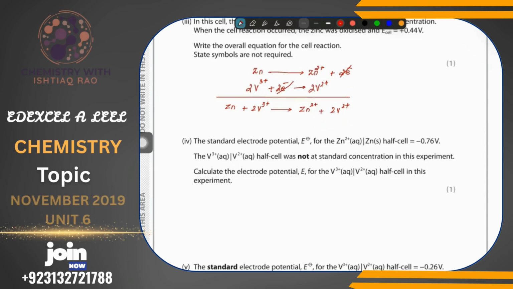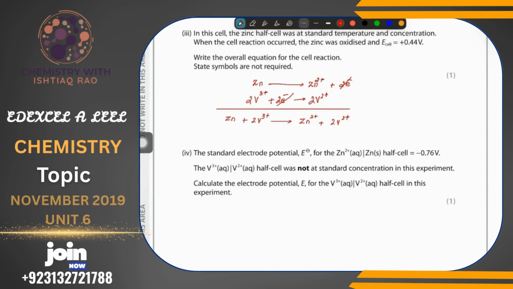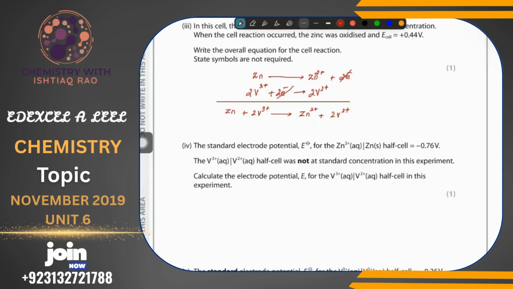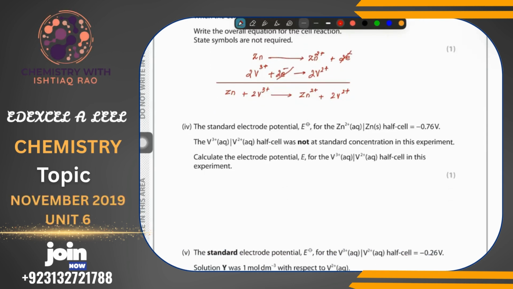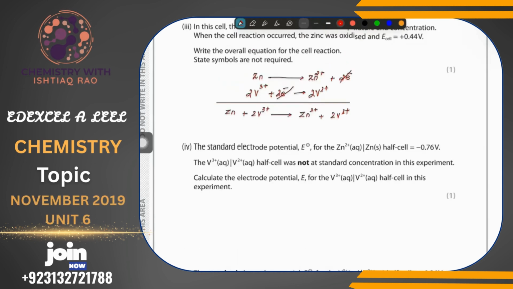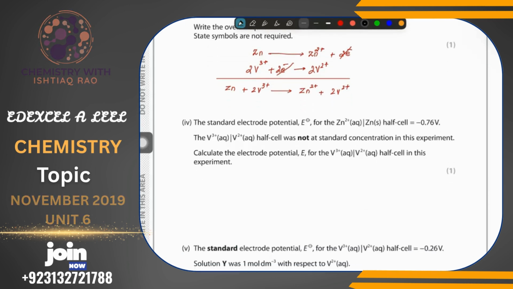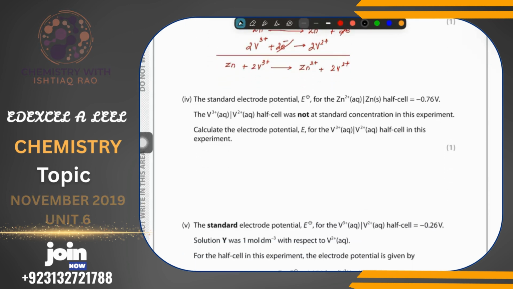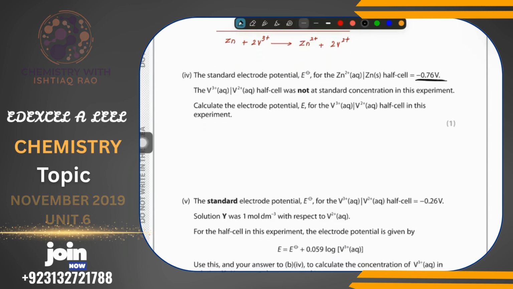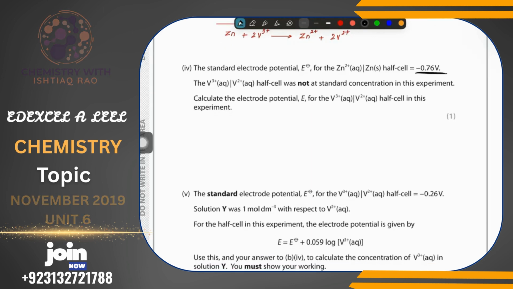So you first have to take this standard electrode potential for the zinc 2 plus. Then what you have to do is 0.44 minus 0.76, the overall cell potential.